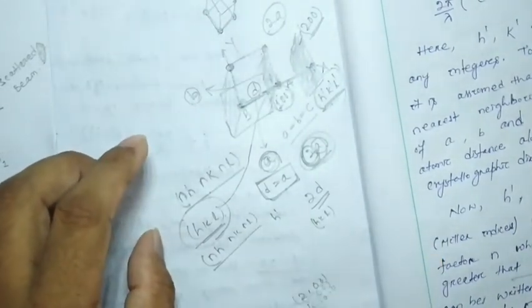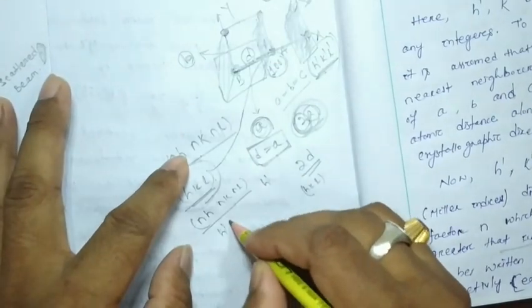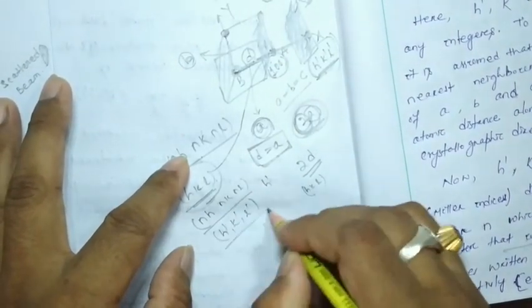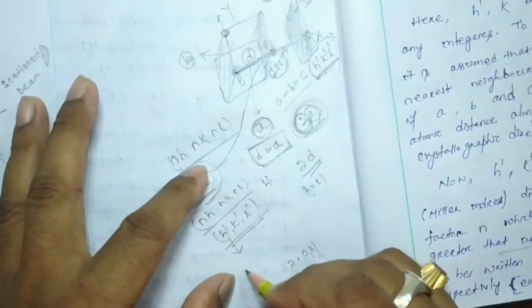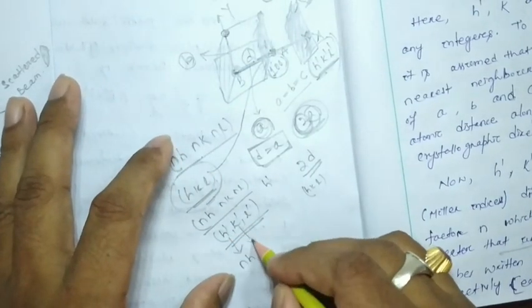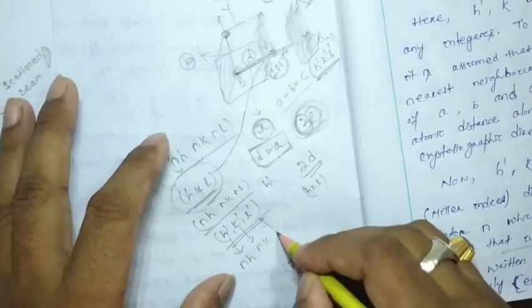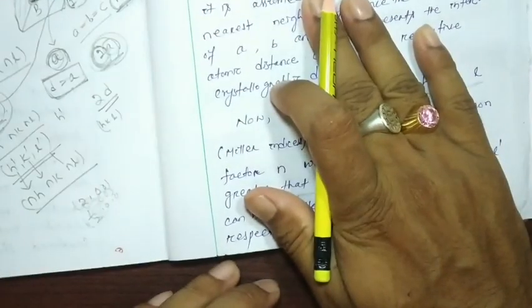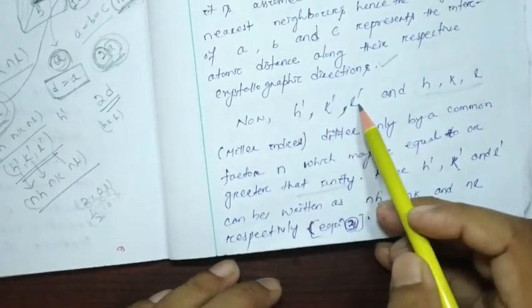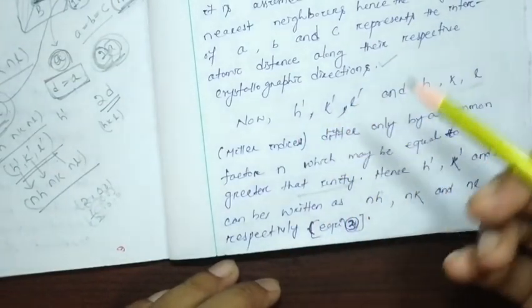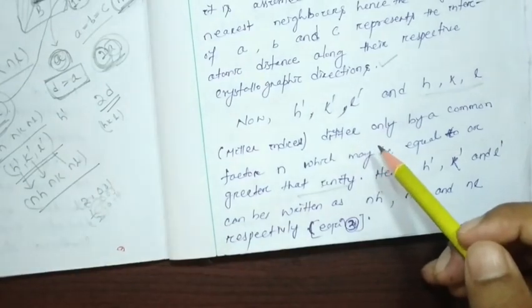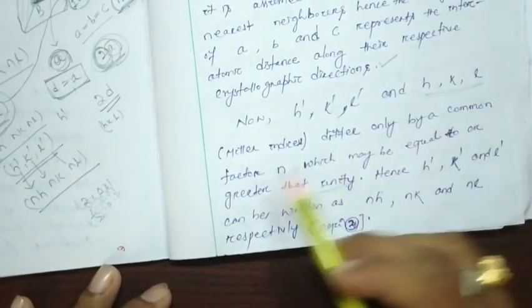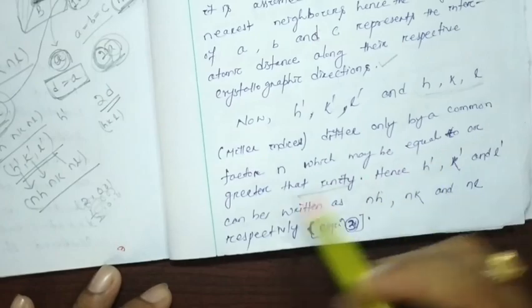So the corresponding intercepts H dash, K dash, L dash can be written as: H dash can be written as NH, K dash as NK, L dash as NL. The same thing has been written over here, that the corresponding intercepts of any atom differ only by the common factor n, which may be equal to or greater than 1.